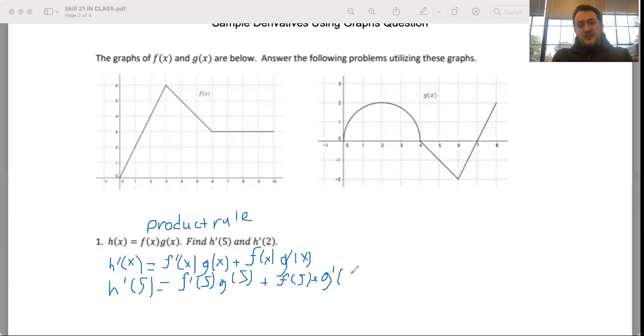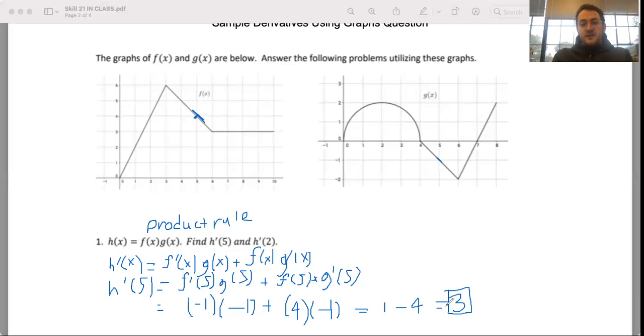It might be helpful to translate this into plain English when you are evaluating this. If I want f prime of 5, this is saying, what is the slope on the graph of f at the x value of -5? We can see here that our slope is -1. And our g of 5, just like in an algebra 1 or algebra 2 class, g of -5 would just be -1. Then we're going to do f of 5. So f of 5 would be 4. And then for g prime of 5, we can see here that the slope is -1. So this is the equivalent of 1 minus 4, which gets us a grand total of not +3, but -3.